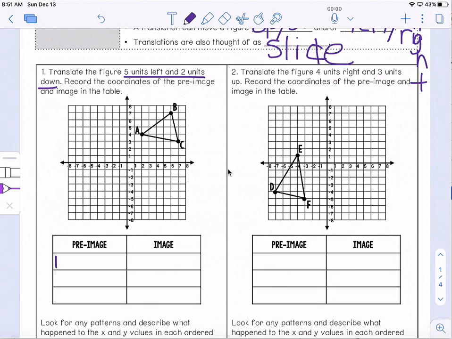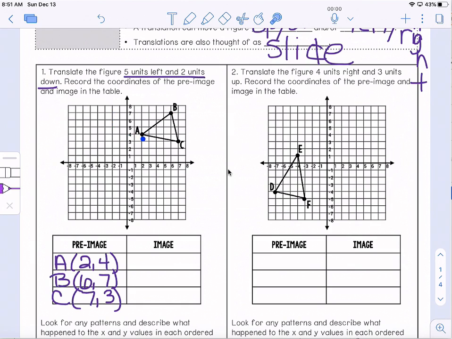So the pre-image, point A, is at 2, 4. B is at 6, 7. And C would be at 7, 3. So those are the pre-image points. Now if we move the figure 5 units left, we're going to take each coordinate and go 5 left, and then we're going to go down 2.